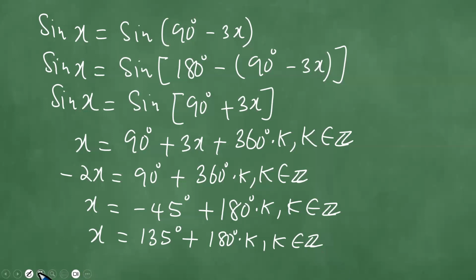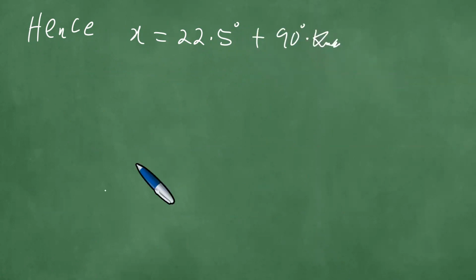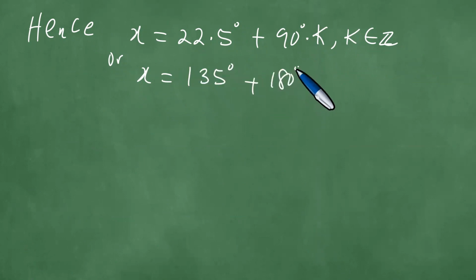Right, so hence x is 22.5 degrees plus 90 degrees by k, where k is an element of the set of integers, or x equals 135 degrees plus 180 degrees by k, where k is an element of the set of integers. All right, so that is what we get.